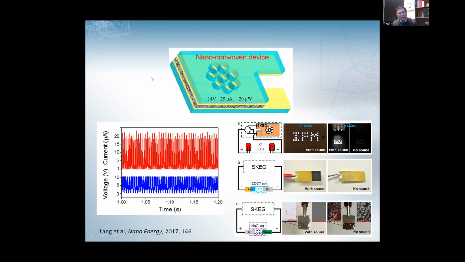If we rectify this energy using a rectifier, we can get a DC pulse. This DC pulse is sufficient to drive 27 commercial LEDs, and we also use this energy for organic synthesis. This is an electrochemical reaction for the synthesis of polypyrrole. We also use this energy for corrosion protection. It all works very well.